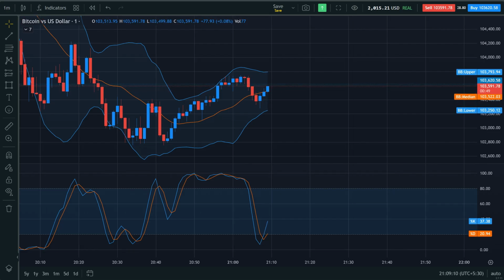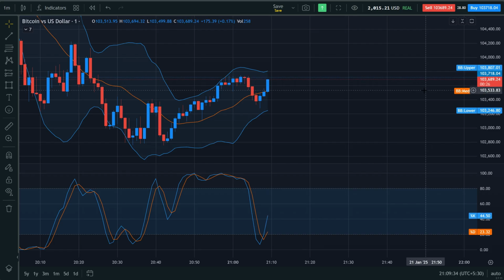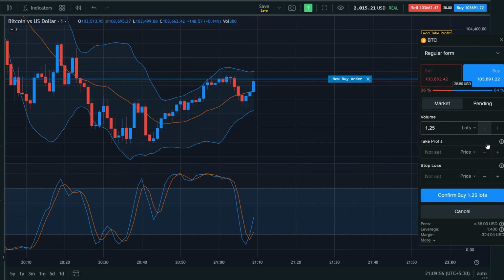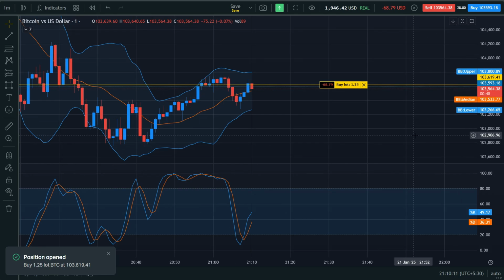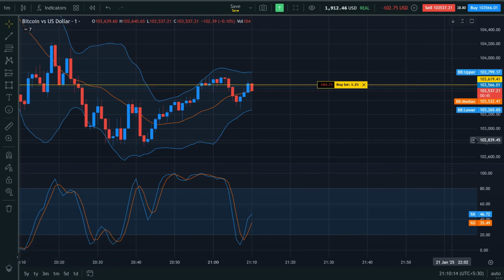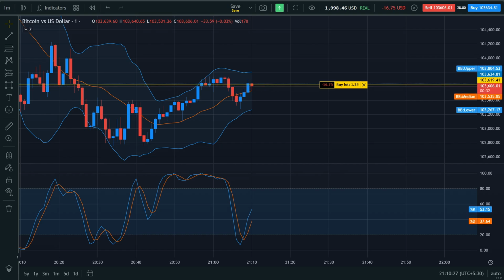If you look closely at the Bollinger Bands, you'll notice that both the upper and lower bands are expanding outward. This expansion signals increased market volatility, which often points to a high probability of a price breakout. I'm going to enter a long trade here. The expanding bands suggest that the market has room to push higher, and I want to position myself to take advantage of this upward momentum.